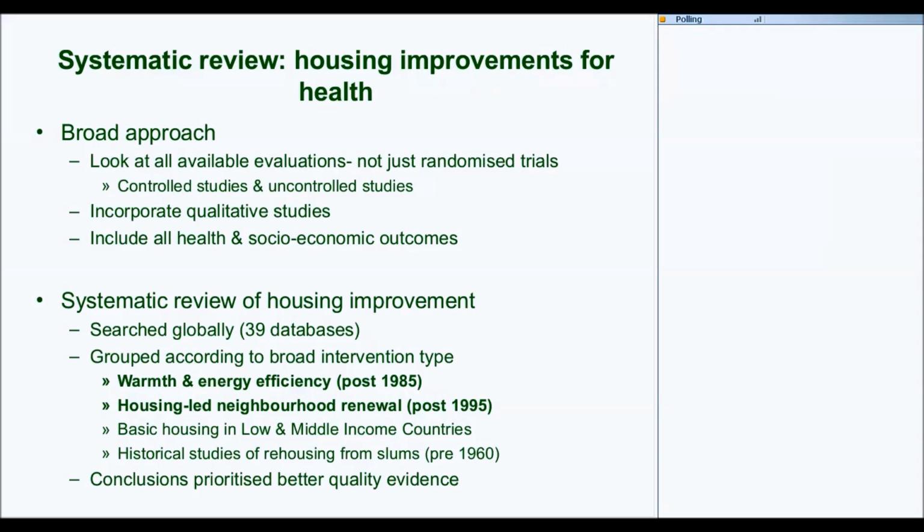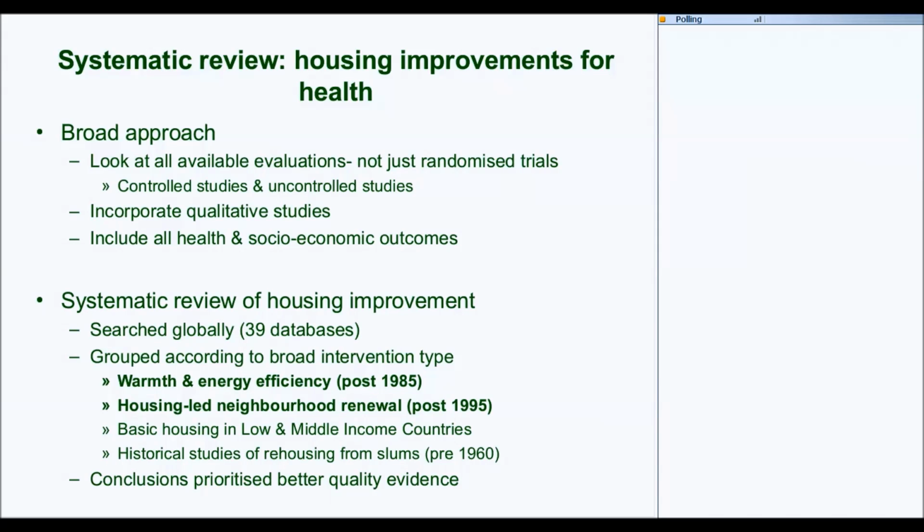We also included quasi-experimental or controlled and uncontrolled studies. We also included qualitative data, and we didn't just look at health outcomes, we also looked at socioeconomic determinants of health, so things like changes in employment or income or educational outcomes. I'll talk a bit more about the study designs and how we used the qualitative data later on in the presentation. So for the systematic review, we searched very widely across 59 databases, and we were able to include studies from anywhere in the world in any language.